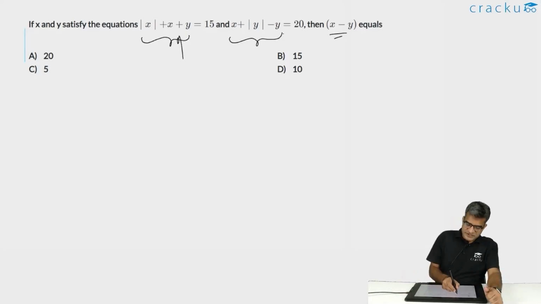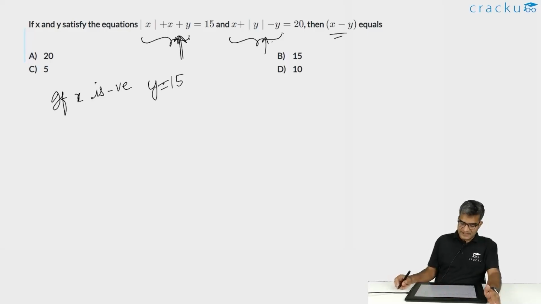From the first equation, if x is negative, modulus of x will be minus x. The first equation would imply that y is equal to 15. And that would imply from the second case that x is equal to 20. But this is not possible. This would imply that x is positive.